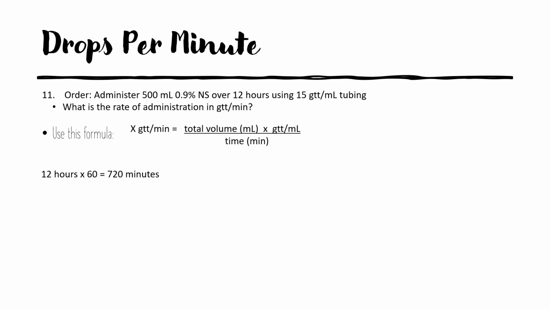So for number 11, your order is to administer 500 milliliters of 0.9% normal saline over 12 hours using 15 drops per milliliter tubing, and you want to find the rate of administration in drops per minute. First you want to find your time in minutes, so 12 hours times 60 equals 720 minutes. Then set up your formula. X drops per minute equals your total volume, which is 500 milliliters, times your tubing, which is 15 drops per milliliter, divided by your 720 minutes, and you get 10 drops per minute.